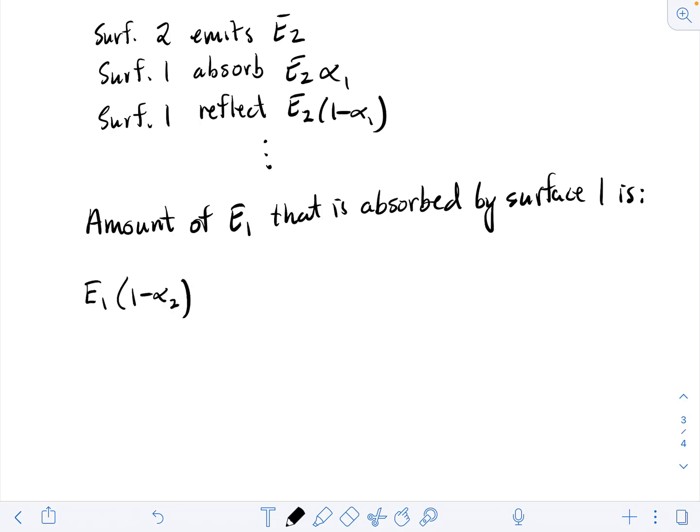So the first contribution is this. So E1 is the original amount of energy that was emitted. (1 minus alpha 2) was the fraction that was reflected off of surface 2, and then the alpha 1 is the amount that was absorbed at surface 1. And then we have our second term, which is included in our picture, and it looks something like this.